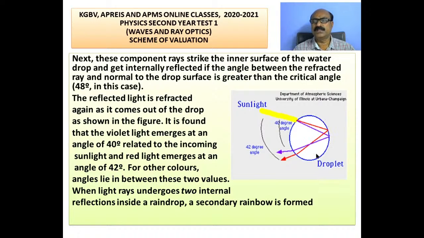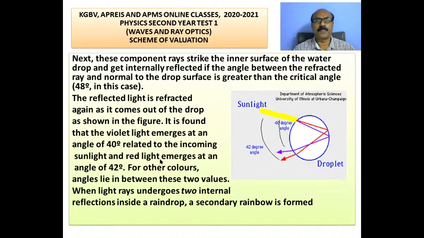So inside the water drop, refraction and total internal reflection take place. So this red ray and violet ray, and after that again there is a refraction. So there is a successive refraction, reflection and refraction. The concept of critical angle is also introduced here. So all these concepts you have to introduce. The reflected light is refracted again as it comes out of the drop, as shown in the figure.